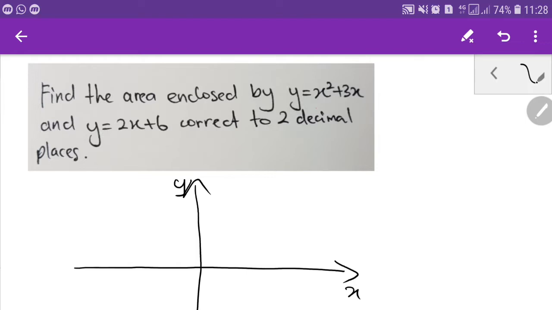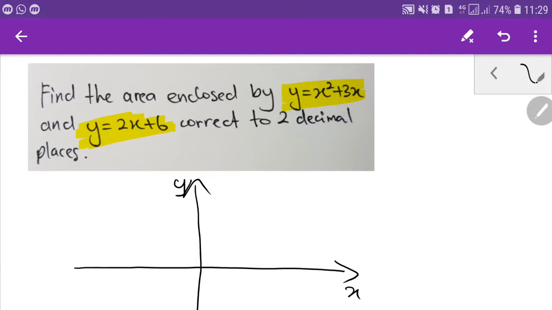So let's get started with the first one. Find the area enclosed by y equals x squared plus 3x and y equals 2x plus 6, correct to two decimal places. As you can see here, there are only two equations, this one and this one. Since the area is enclosed by these two curves, the area must start at a certain point and end at a certain point.